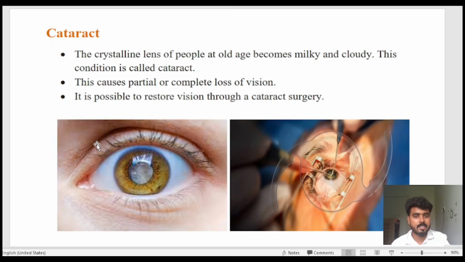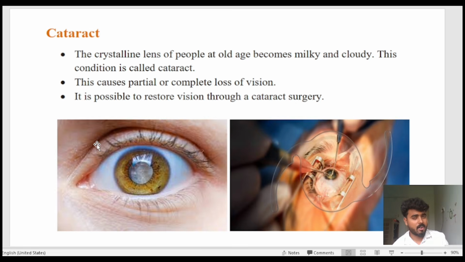The last defect is called cataract. What is the meaning of cataract? How to correct it? Now, what is the first layer of the human eye? Yes, it is the cornea. The cornea is the outermost and transparent layer of the human eye. Due to aging, a white, milky and cloudy substance forms on the outer layer of the human eye. This condition is called cataract.